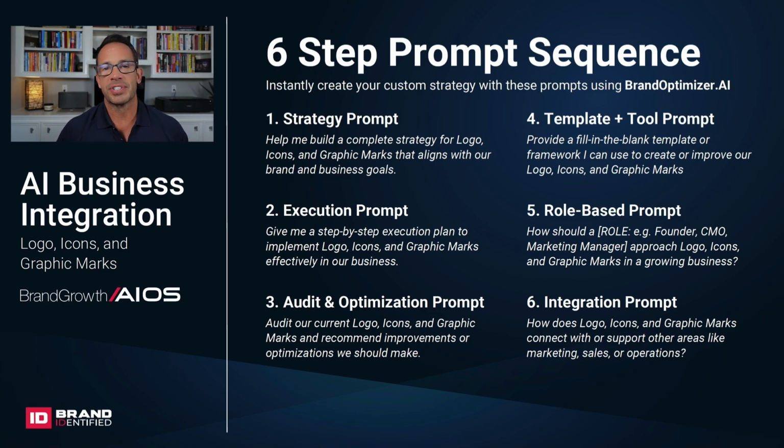Prompt number 4 here, this is your template and your tool prompt, and that is: provide a fill-in-the-blank template or framework that I can use to create or improve upon our logo, icons, and graphic marks. And then your prompt number 5 here, this is your role-based prompt. So that is: how should, and you're going to want to insert a specific role, title, or position within your organization, so for example, founder, CMO, marketing manager, approach logo, icons, and graphic marks in a growing business. And then the final prompt here in this 6-step AI prompt sequence is your integration prompt. And that is: how does logo, icons, and graphic marks connect with or support other areas like marketing, sales, or operations?